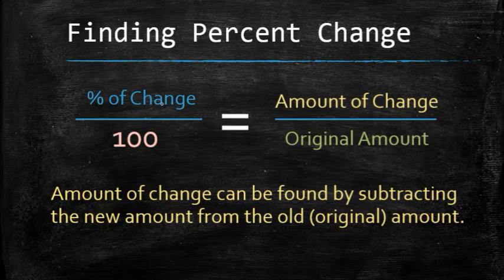Now, this is interesting because we'll always be finding the percent of change in these percent change problems. So your variable will always go there. And then on the bottom of the left-hand side, you have your 100, just like always. And on the upper right-hand side here, you have the amount of change and the original amount on the bottom. The amount of change can be found by subtracting the new amount from the old original amount.